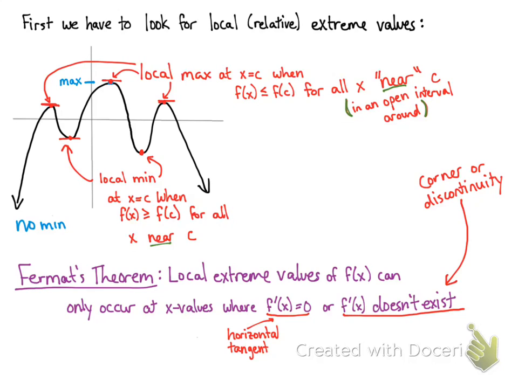So what this says is if you're looking for local extreme values, you need to look for these kinds of places where the derivative is 0 or places where the derivative doesn't exist. Some of those places will give you local extreme values. Some of them won't. There's plenty of places where the derivative is 0 that's not a local extreme value, but these are the only places where they can possibly happen. So those are the places to look.